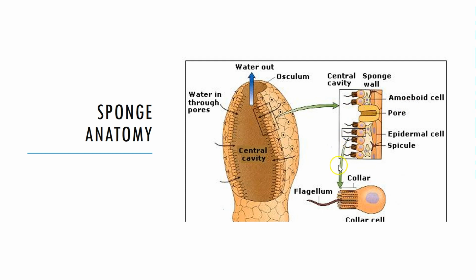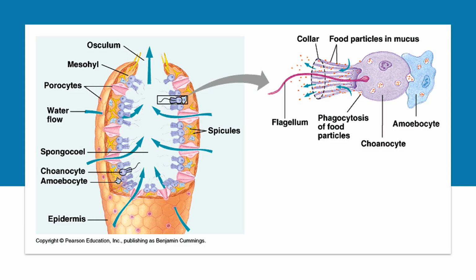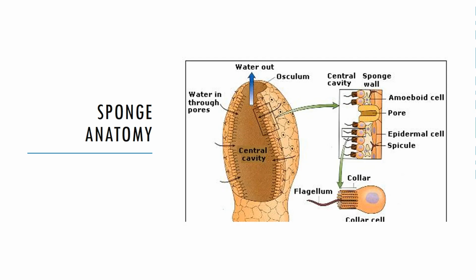Follow the green arrow down again. We're going to take a bigger view of the collar cell. You have the flagellum, which creates water movement, the collar itself, which traps the food, and then this is the body of the cell that is going to move food to the amoebocyte. Oops, sorry. Actually, go back. We're going to go back to this one real quick.